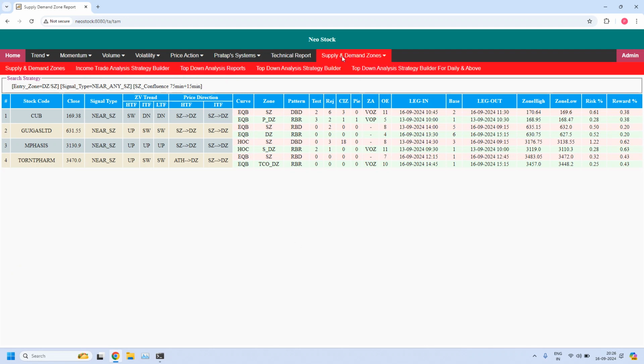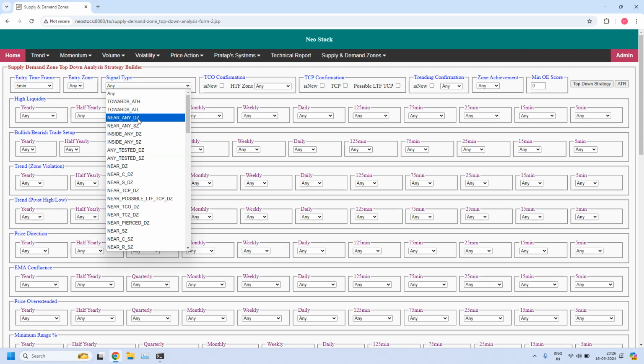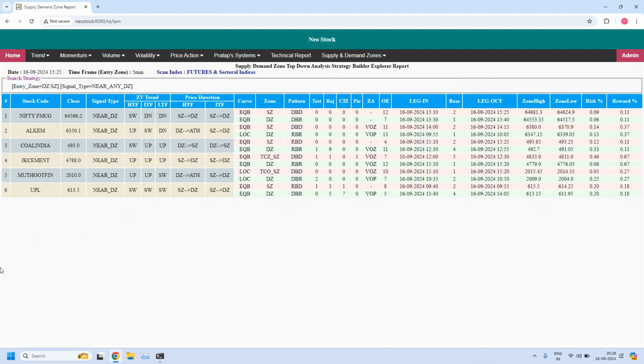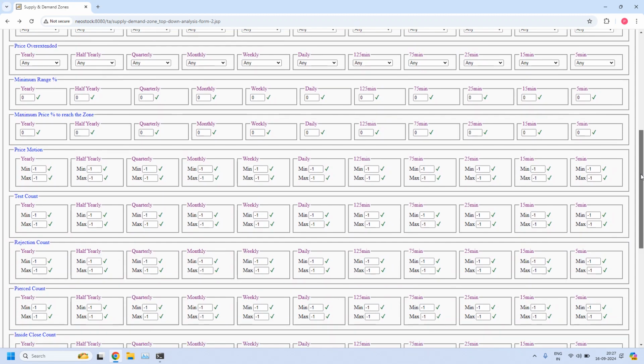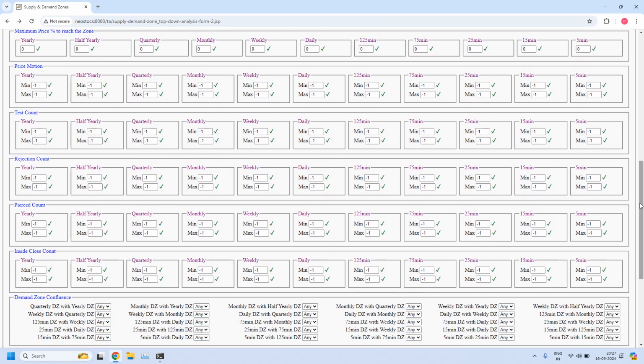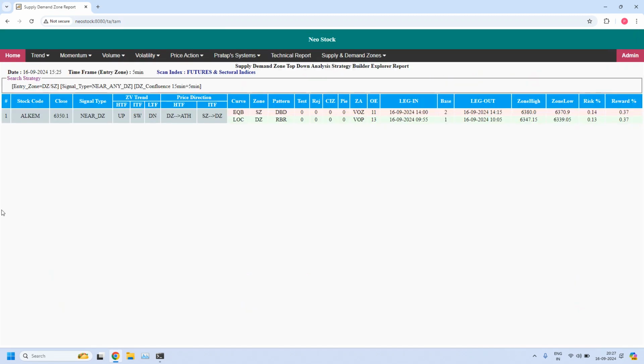Okay, next time frame is 5 minutes time frame. Let us find the stocks near 5 minutes demand zone. 6 stocks are filtered. Let us verify out of these 6 how many are having confluence with 15 minutes demand zone. That is 5 minutes and 15 minutes demand zone confluence. That is ITF confluence. So I am enabling this filter. Let's verify. Only one stock is having the confluence, 5 minutes and 15 minutes demand zone confluence.